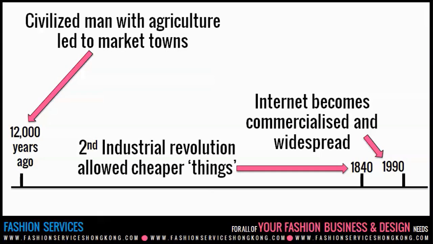In 1990, the internet then becomes commercialized and widespread. Now, this was not the point where people had the internet within their homes. This was where larger companies, larger businesses started to use the internet for monetization. They actually started to use it for making money.